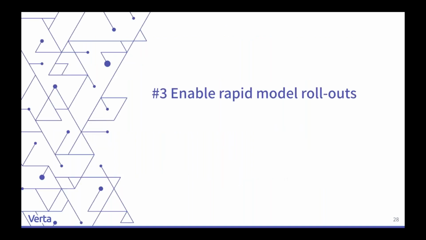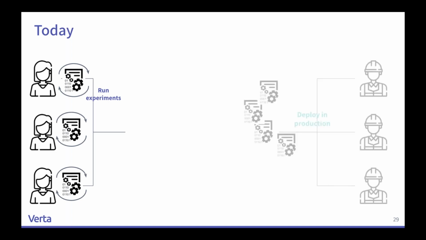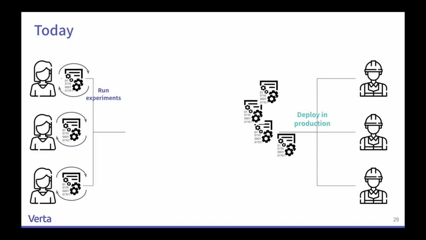All right, the third one, which is what does model registry get you at a basic level? It enables rapid model rollouts. That is the whole point of DevOps and also MLOps. We want to make it super easy for the best model that the data science team has built to be integrated into products. What it looks like today is data science is running a bunch of experiments. Those models have to make their way to software.